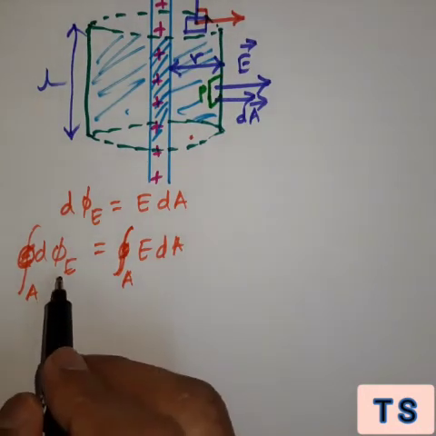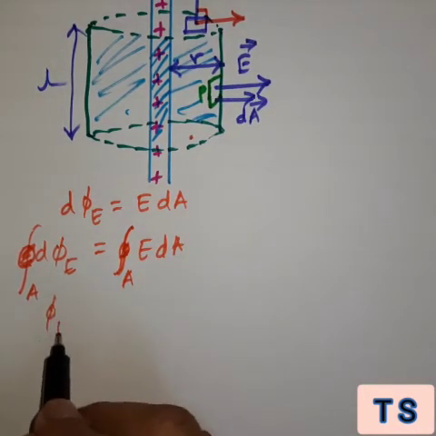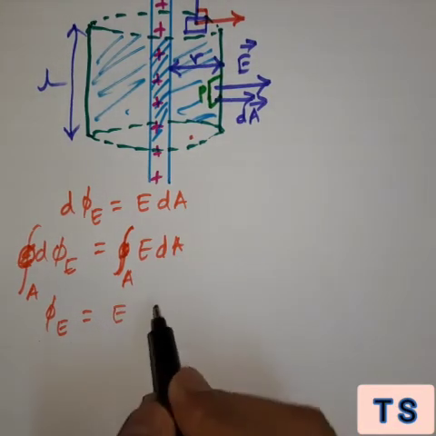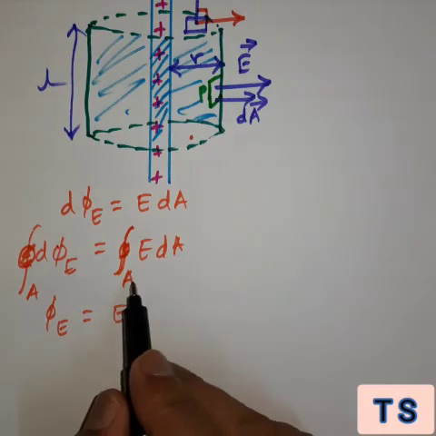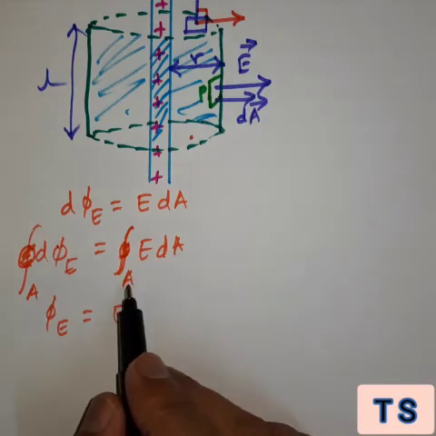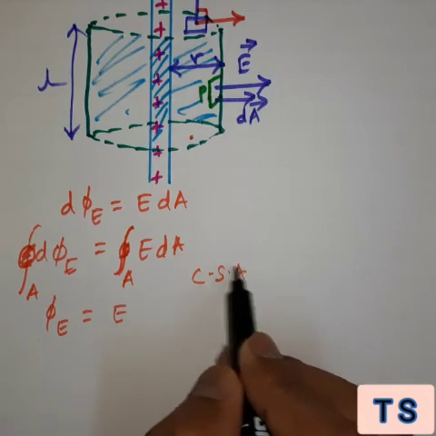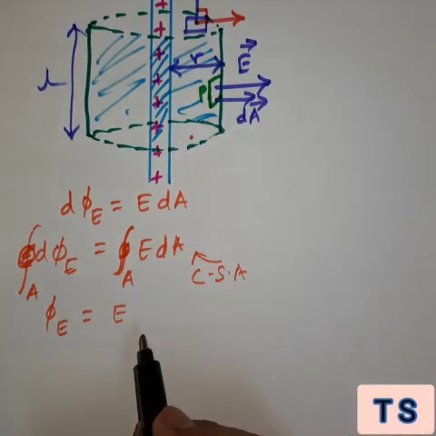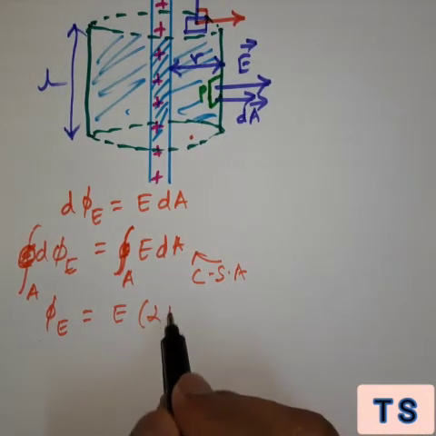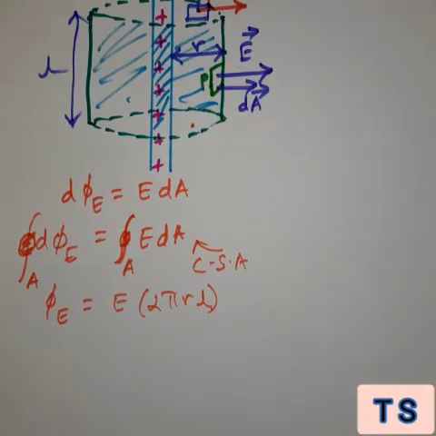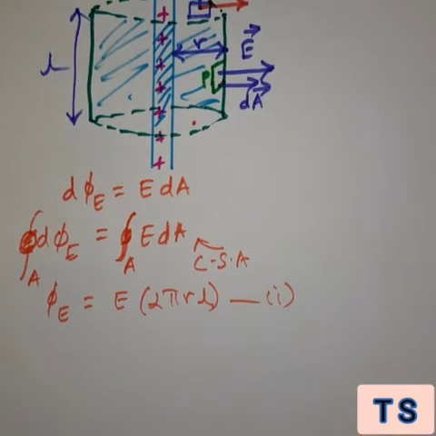So if I integrate this, I get, let's say, phi E equals E into the integration of dA of this whole surface. So actually it's a curved surface area. Here if you look at this, this is curved surface area, dA. Curved surface area formula you know very well, it's 2 pi RL. So I got phi E equals E into 2 pi RL. Let's say that this is my equation number 1.